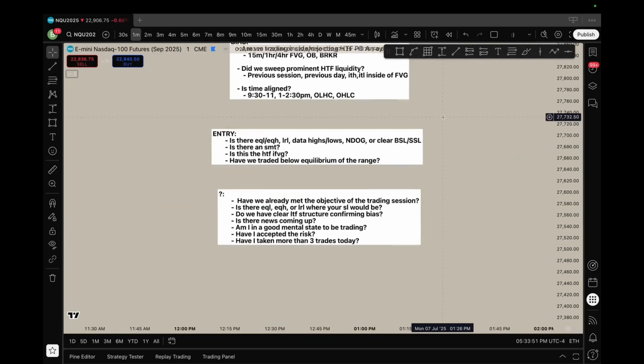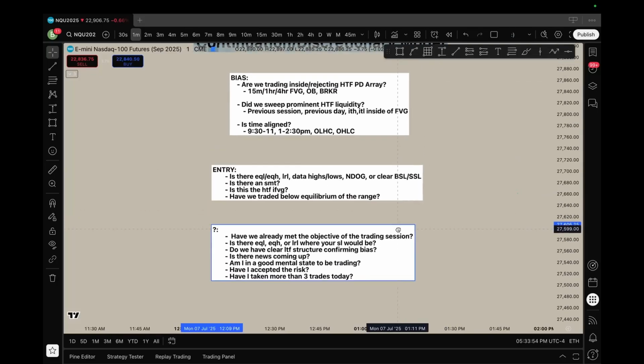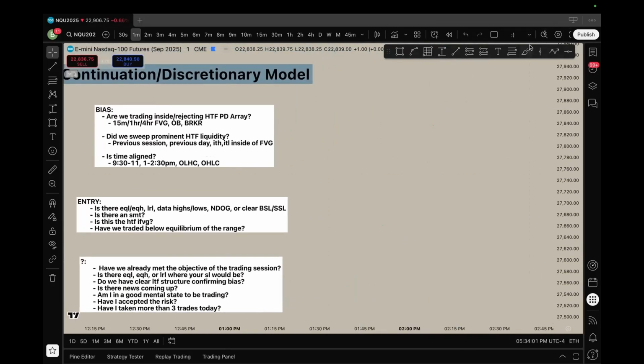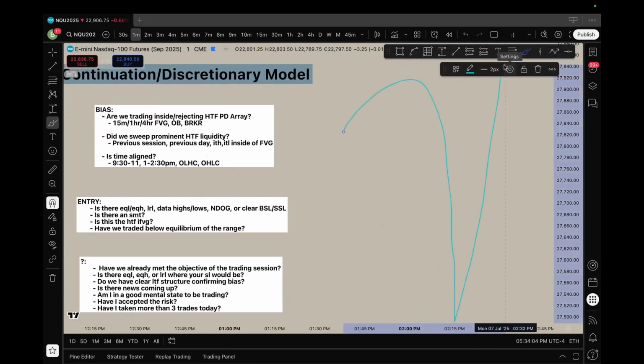Is there equal high? This one, okay. So this is going to be for whether or not we actually want to be taking the trade. Okay, so have we already met the objective of the trading session? Right, so have we already had like a fat 300-point move, and is price most likely going to drop? Yes, right, and you want to be paying attention to then if 11 o'clock can do the work, right?